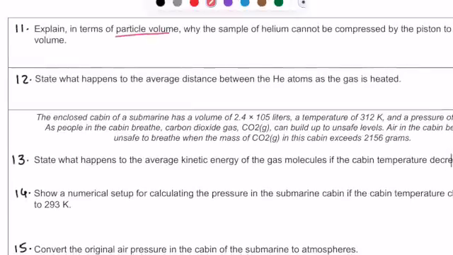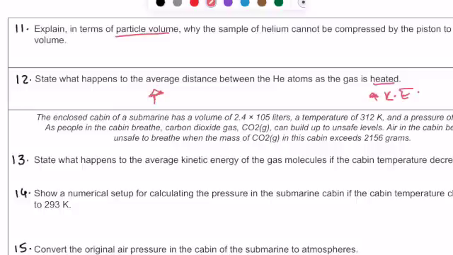State what happens to the average distance between the helium atoms as the gas is heated. So when we heat the gases, we are increasing the kinetic energy. So average kinetic energy increases. And so the particles are going to move more vigorously and the average distance is going to increase, of course, if they have more space. But you can just in general say that the average distance between the particles is going to increase.